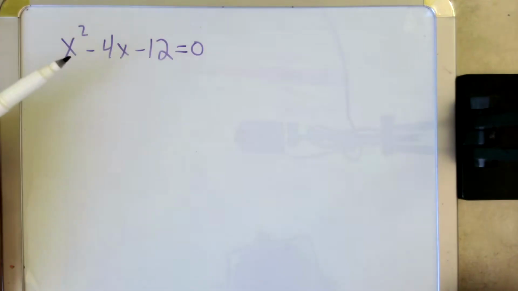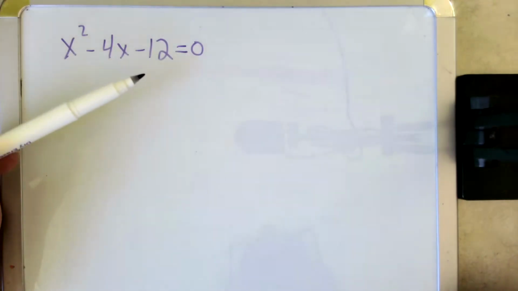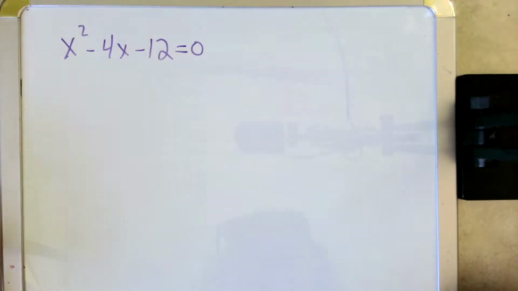Hello. I've been getting a lot of requests for new factoring methods, so this one is new to me. Let's take a look at the Po-Shen Loh method. So let's say we're solving the equation x squared minus 4x minus 12 equals 0.